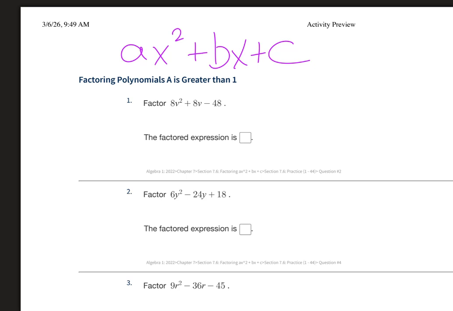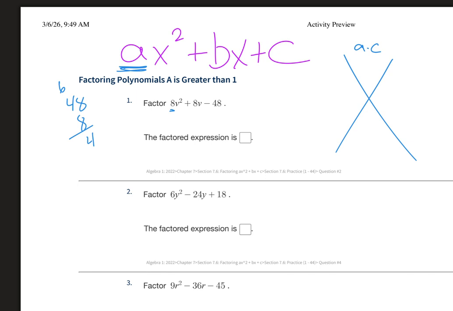All right, we're factoring polynomials where a is greater than 1. This being a, so like a is 8 here. So what we're going to do is we're actually doing a times c. And so, yikes, that is 48 times 8. That's 64. Starting off with an easy one, thanks.